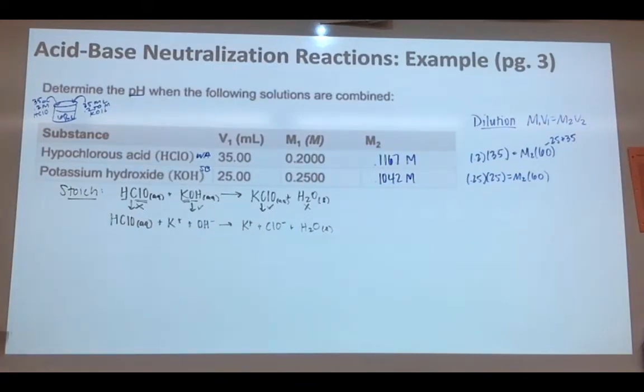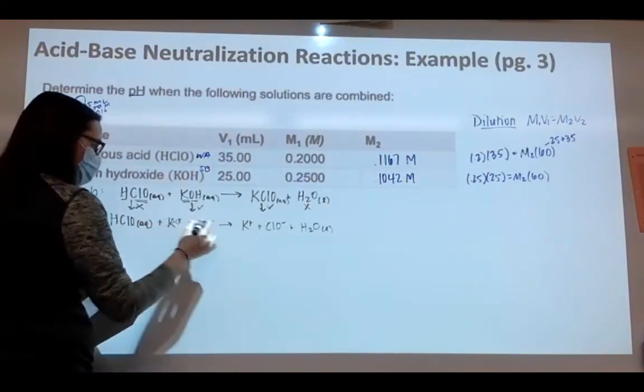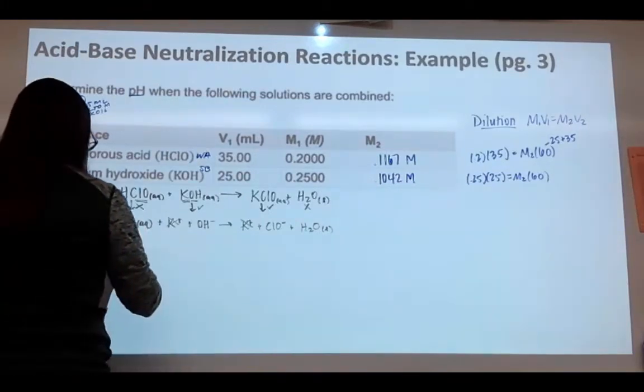So if we take a look at this, the only spectator ion that we have is K plus. All right, just K plus. So I'm going to rewrite my net ionic.